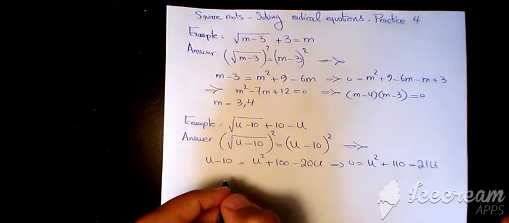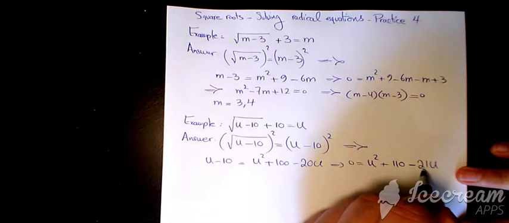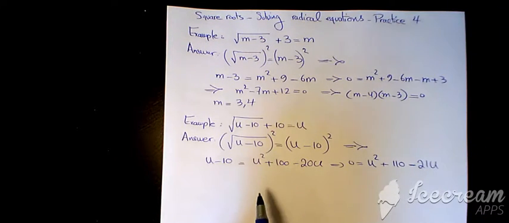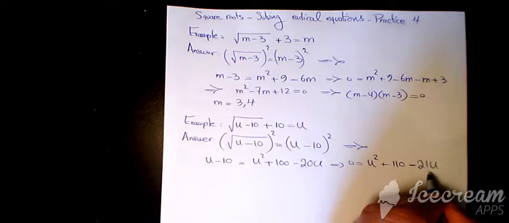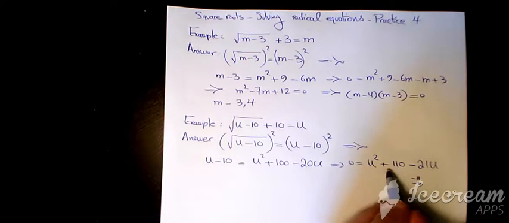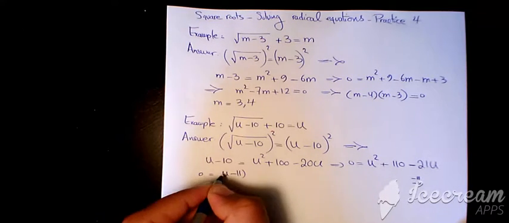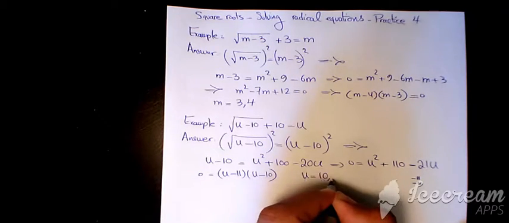So if I want to do this, that will make it negative 11 and negative 10. When you add them, it's going to be negative 21. When you multiply them, it's 110. So it will be u minus 11, u minus 10. So u will be either 10 or 11.